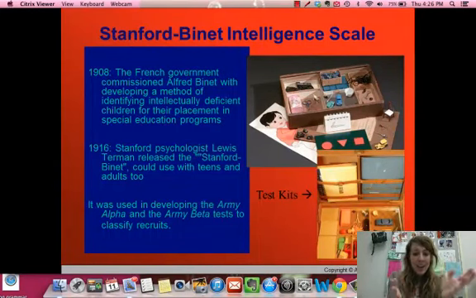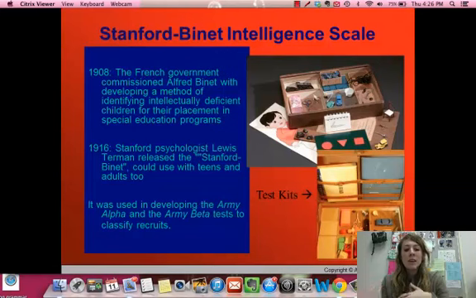So they had Alfred Binet develop a test to identify intellectually deficient kids that could be placed in lower level classes. In 1916, Stanford psychologist Louis Terman released the Stanford-Binet. Basically, he took the French test and made it into an American test, called it the Stanford-Binet test. It could be used with teens and adults. The Stanford-Binet test was used in developing some of the first tests for the Army, the Army Alpha and the Army Beta, which were used to classify and test recruits.